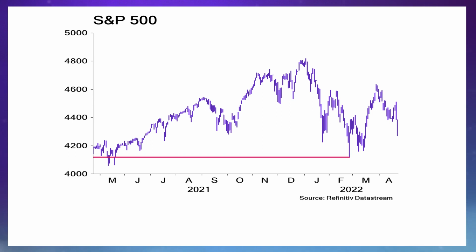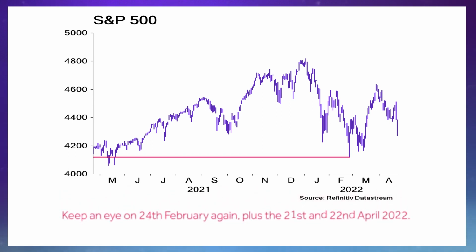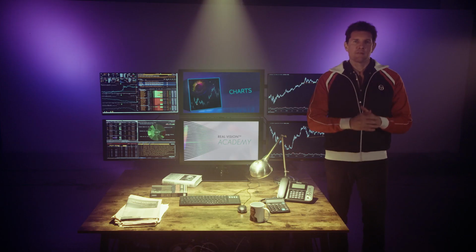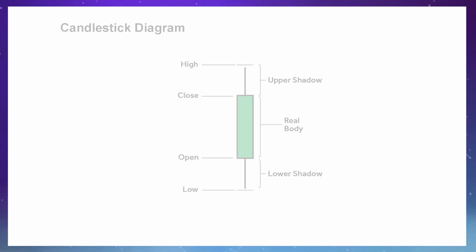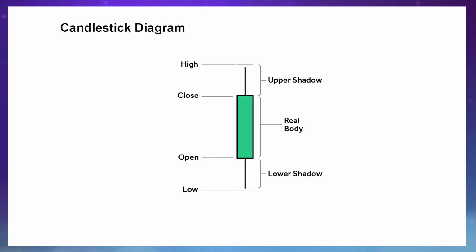And before we leave this one, I again want you to focus on the 24th of February and then also on the 21st and 22nd of April. So now into that third chart. Candle charts can therefore provide the viewer with lots of information in a simple format. This is the stylized version of that candlestick. There are many formations that candlesticks can create, some of which are considered bullish, others neutral, and others bearish.